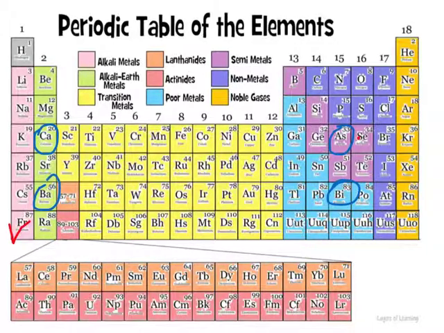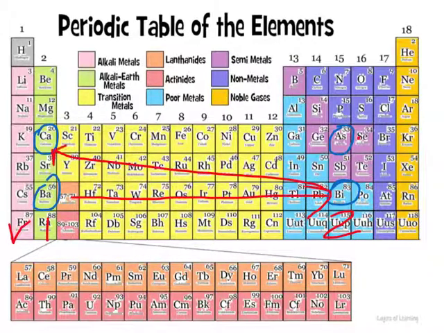So if we were to put these elements in order from largest to smallest, barium would come first. Barium is the largest. And then we would have bismuth next because it has two more energy levels with electrons than calcium and arsenic. And then we would go back to calcium. And then the smallest element of those four would be arsenic.